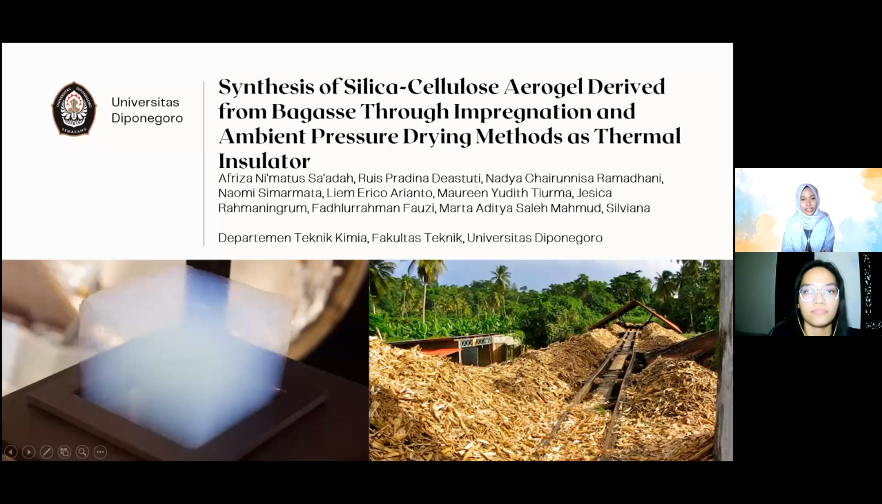Synthesis of Silica-Cellulose Aerogel derived from Bagasse, Impregnation, and Ambient Pressure Drying Method as Thermal Insulator by Dr. Ing Silviana, Afrizani Matu Saadah, Rois Pradinadia Astuti, Nadia Hairunisa Ramadhani, Naomi Simarmata, Lim Eriko Arianto, Maureen Yudit Yurma, Jessica Rahmaningrum, Fadl Rahman Fauzi, and Marta Aditya Saleh Mahmud.